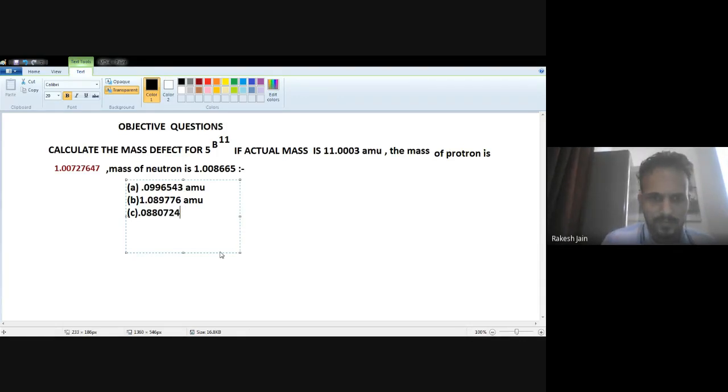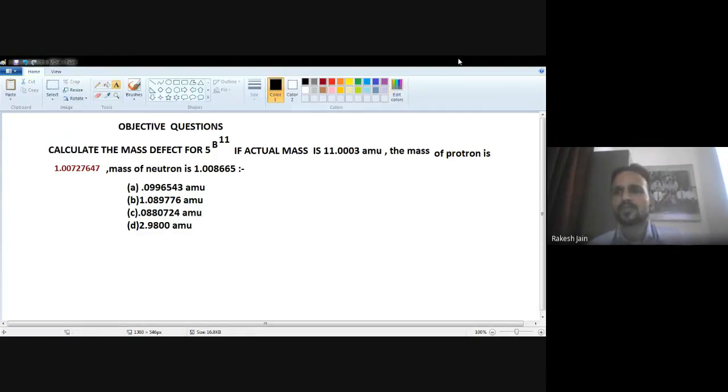The objective D is 2.9800. So, can anyone tell me which one is the correct answer for this question? 0.08807. Very good. All of you are correct. Option C. Yes. So the answer is C.